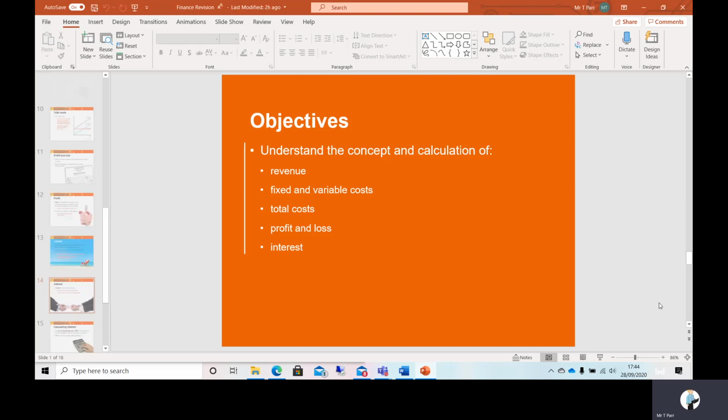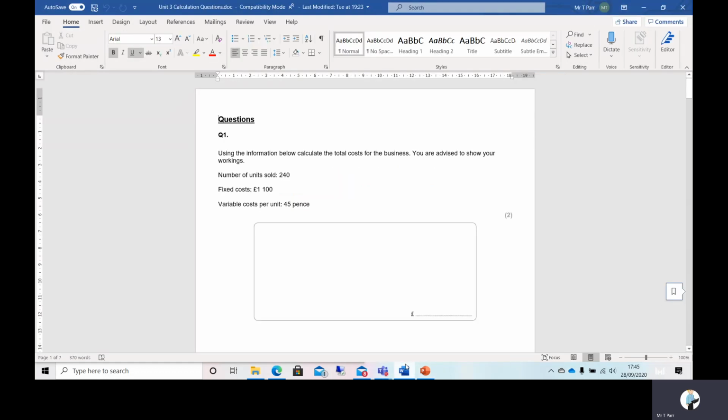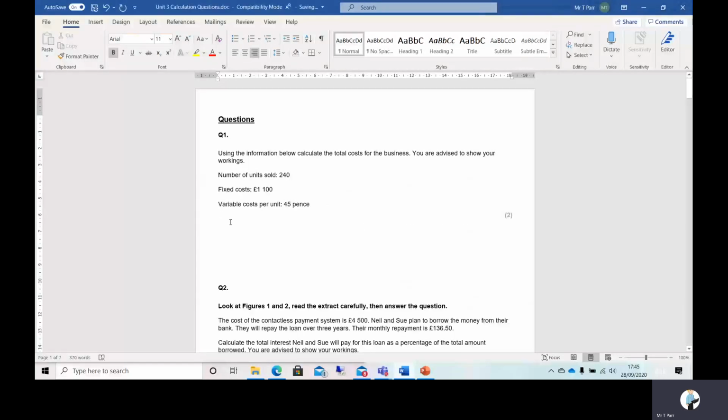Okay, let's go back to this. Before we move on to interest, let's have a look at some examples. Okay, here we go. So I'm going to work our way through this. Let's get rid of that because it's in the way. So use the information below, calculate the total cost for the business. You are advised to show your workings.